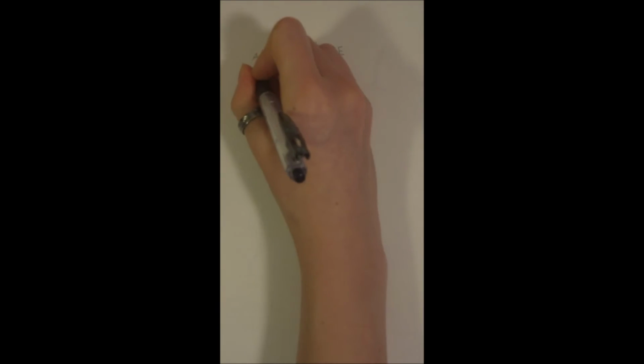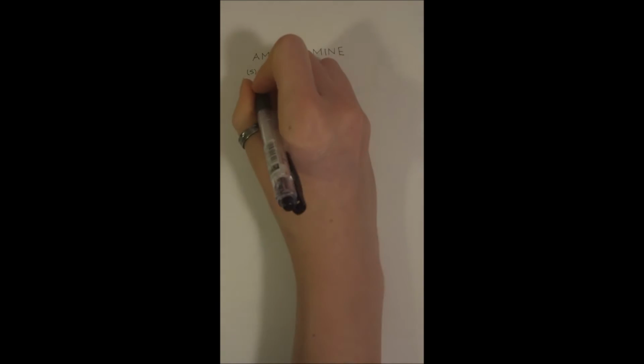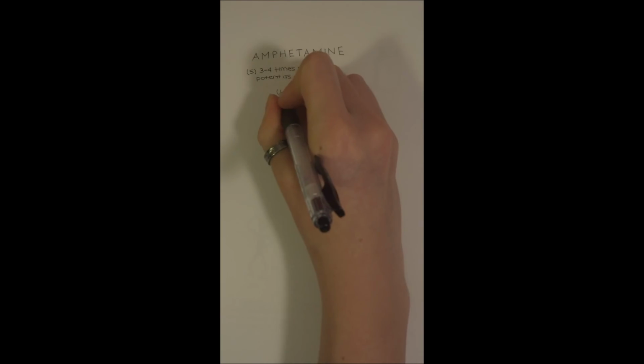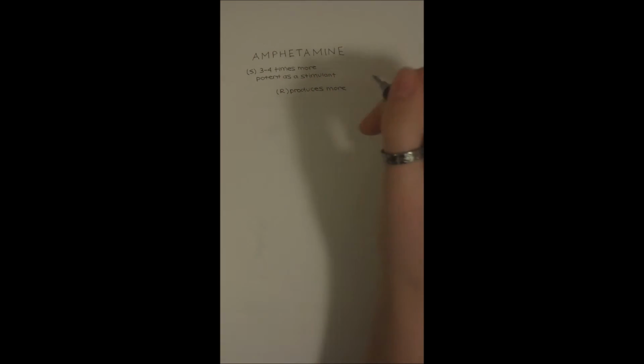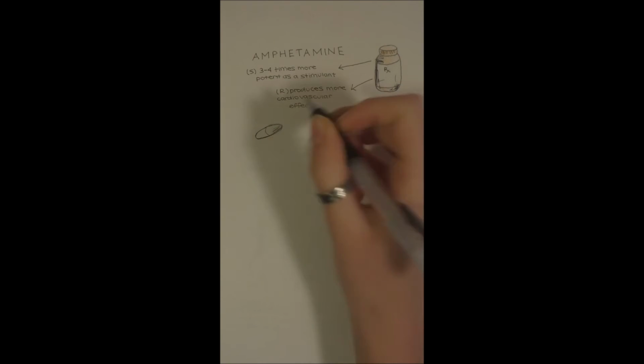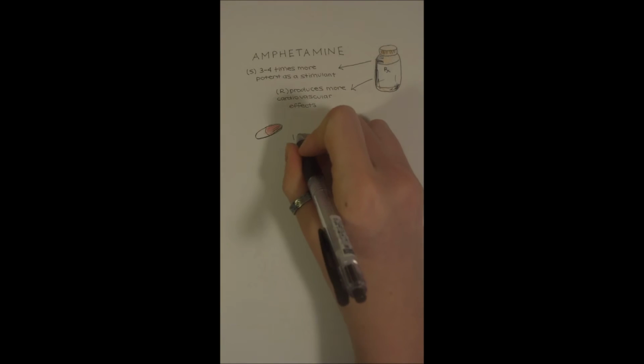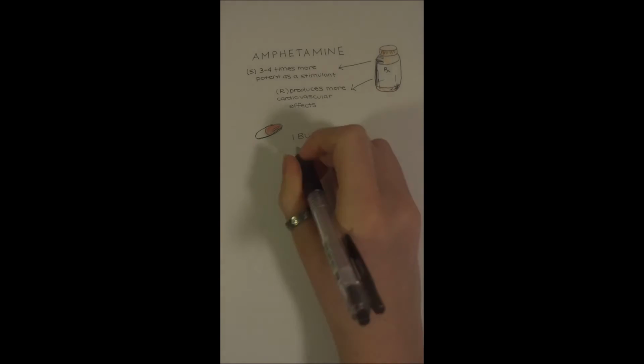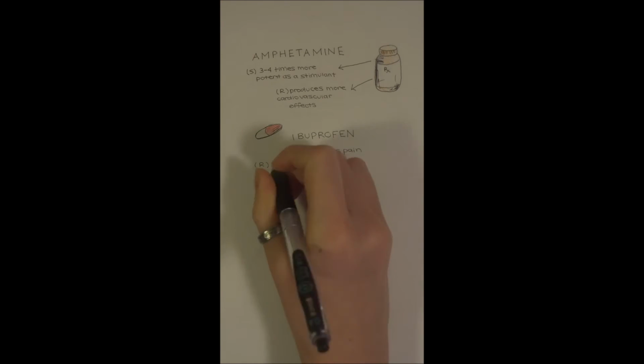Enantiomers are all around you and you may not even know it. For example, amphetamine, which is a central nervous stimulant, is sold to help treat narcolepsy, ADHD, and obesity. The S enantiomer is 3 to 4 times more potent as a stimulant, while the R version produces more adverse cardiovascular effects. Another common enantiomer is ibuprofen, which is a popular pain reliever. The S enantiomer is actually what helps relieve pain, while the R enantiomer is inactive in the body.